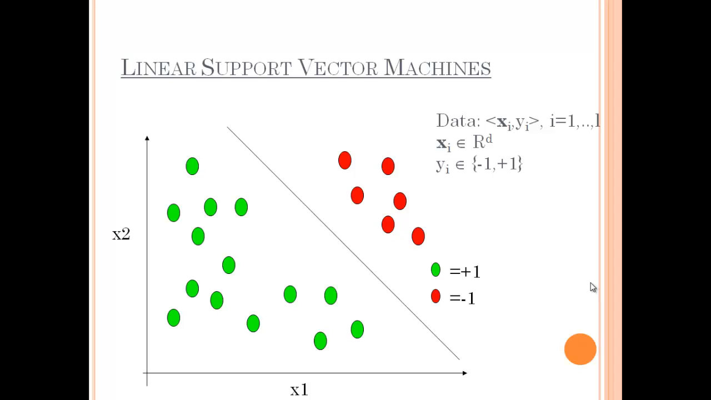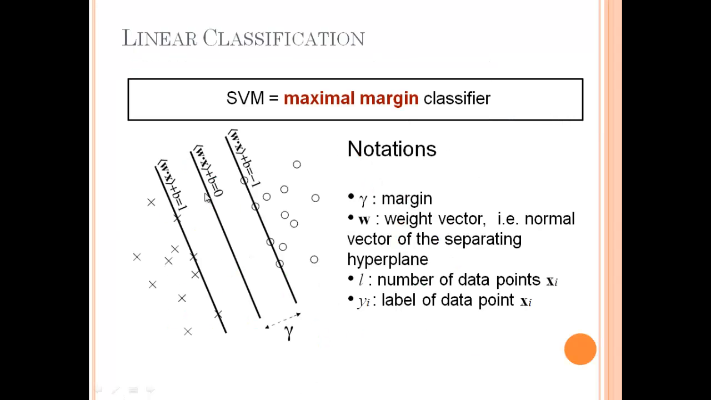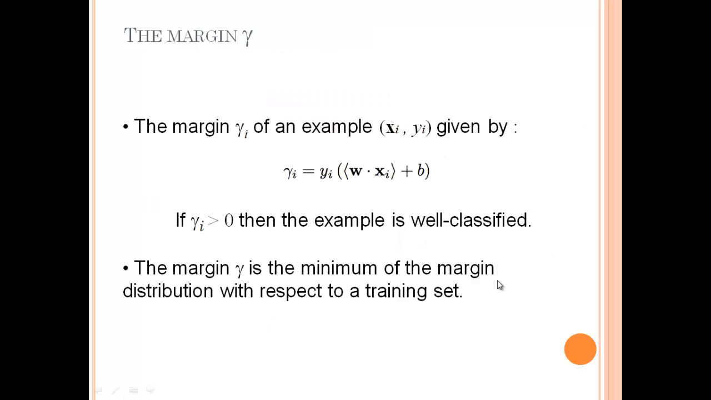This diagram shows two planes x1 and x2 and two separate classes, green and red, which denote +1 and -1, and decision boundary lines through different points. In this slide, the different boundary lines are shown and the gap between them is called the margin, and the weight vector W is shown, and L, which is the number of data points xi, is shown.